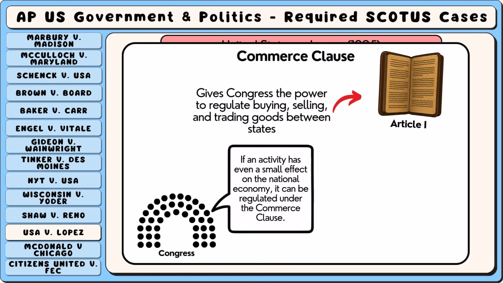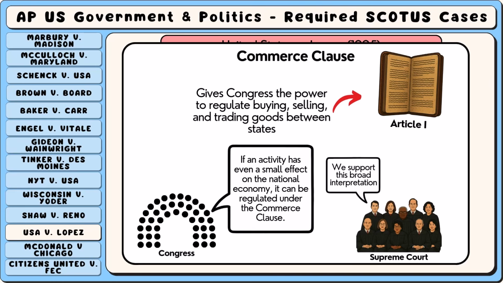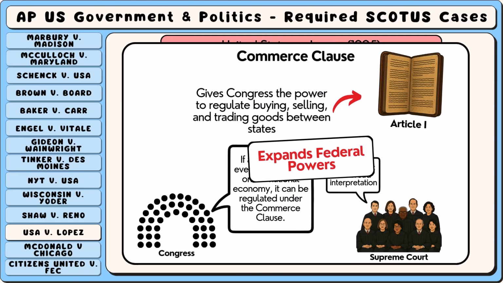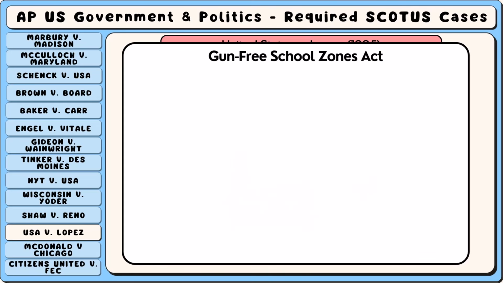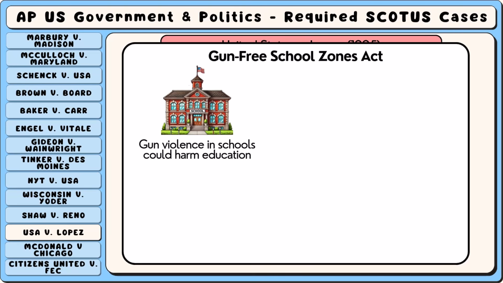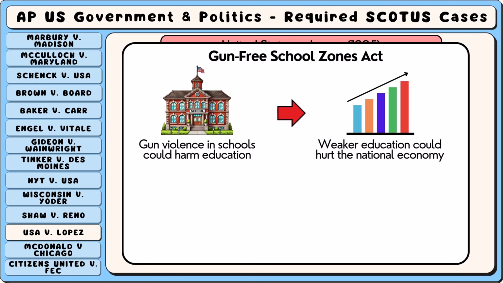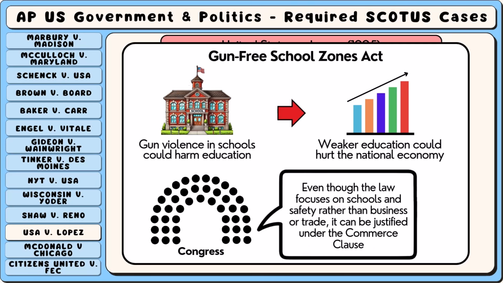For many decades, Congress had argued that if an activity had even a small effect on the national economy, it could be regulated under the Commerce Clause. The Supreme Court supported this broad interpretation, expanding the power of the federal government to pass a wide range of laws. Using this broad idea, Congress passed the Gun-Free School Zones Act, which banned guns near schools. They believed that gun violence in schools could harm education, and weaker education could hurt the national economy. Because of this, Congress argued that even though the law focused on schools and safety rather than business or trade, it could be justified under the Commerce Clause.